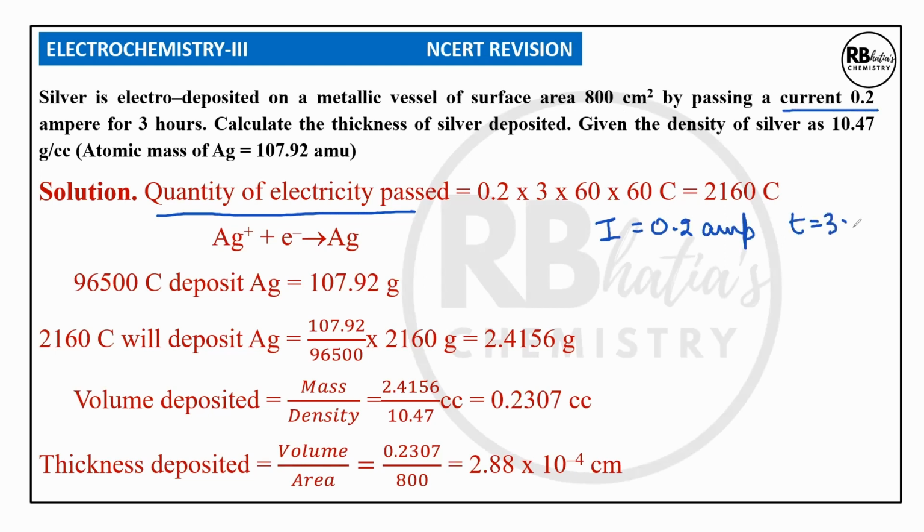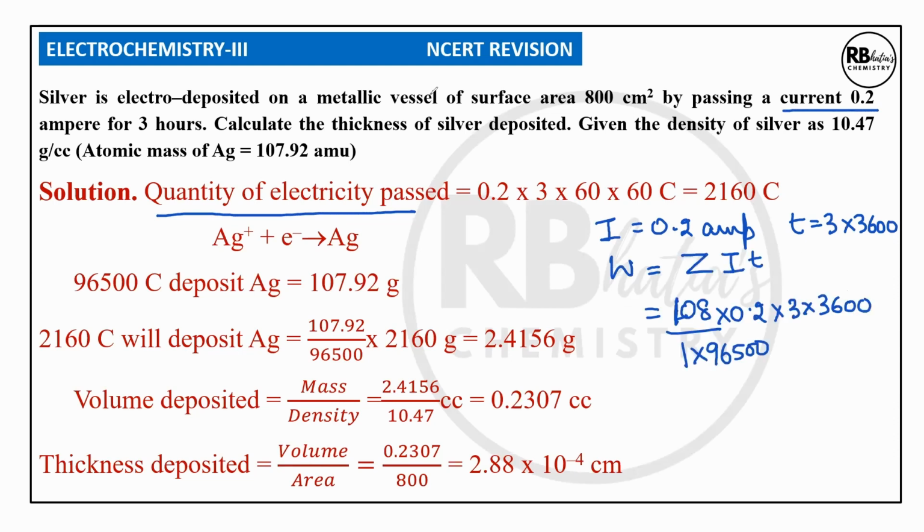T is 3 hours, means 3 into 3600 seconds. Right? W is equal to ZIT. This is going to give us W. So once you calculate W, you know the amount, the mass deposited. Then, once you know density is equal to weight upon volume, weight is equal to this, you need volume. So volume is going to be weight upon density.